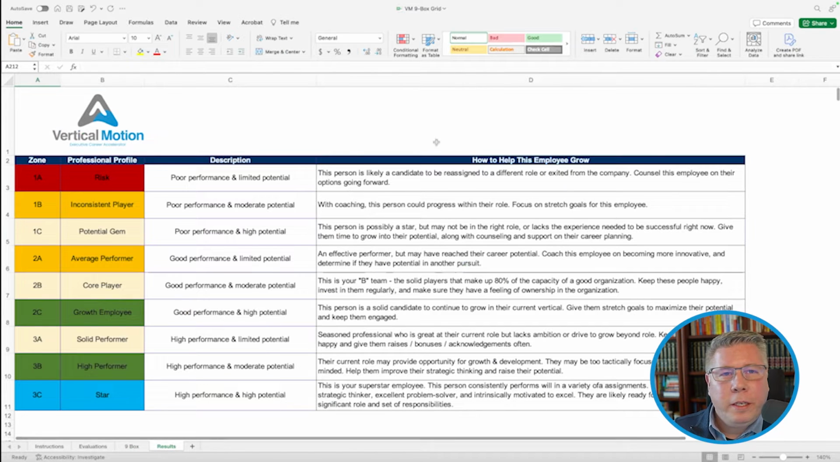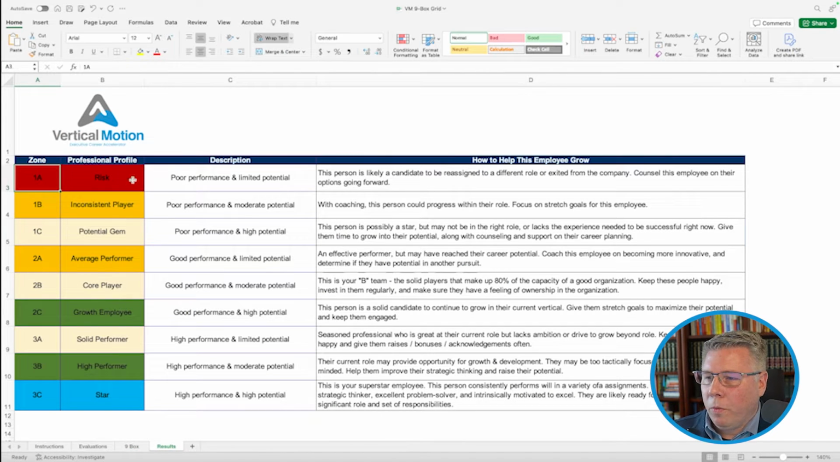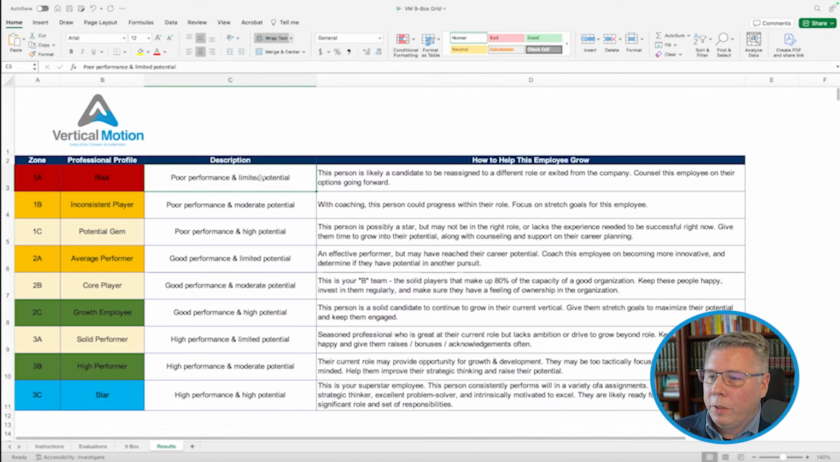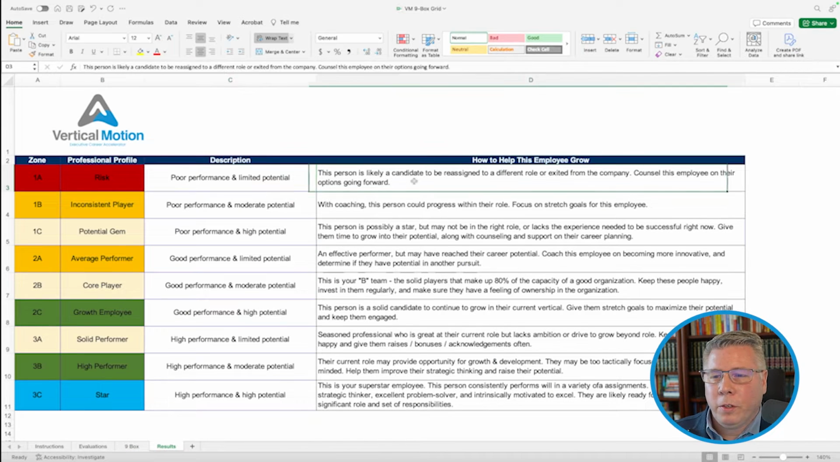Generally speaking, if you have someone that is 1A, this is down here in the risk category. They have below expectations in performance and limited potential. That person, with poor performance and limited potential, is likely to be a candidate to be reassigned to a different role, or they might need to be exited from the company. They're performing poorly and they don't seem to have a lot of potential. These are not people that you want in the role that they're in right now.